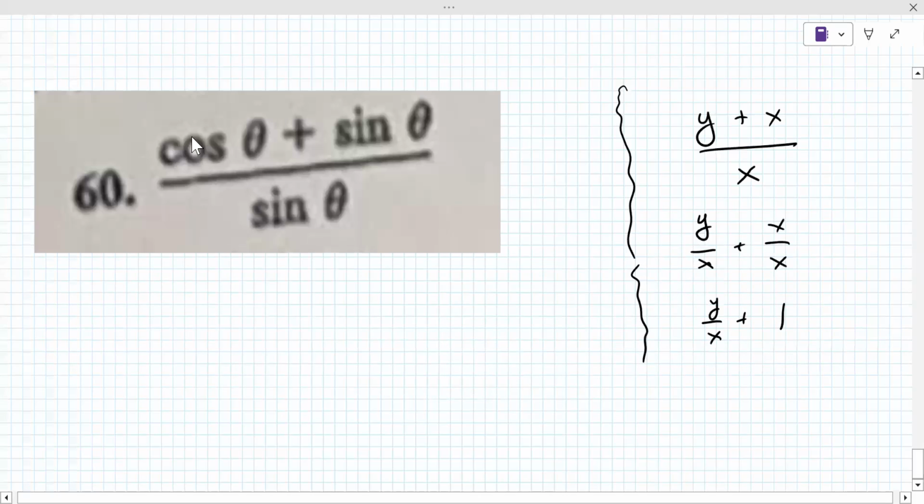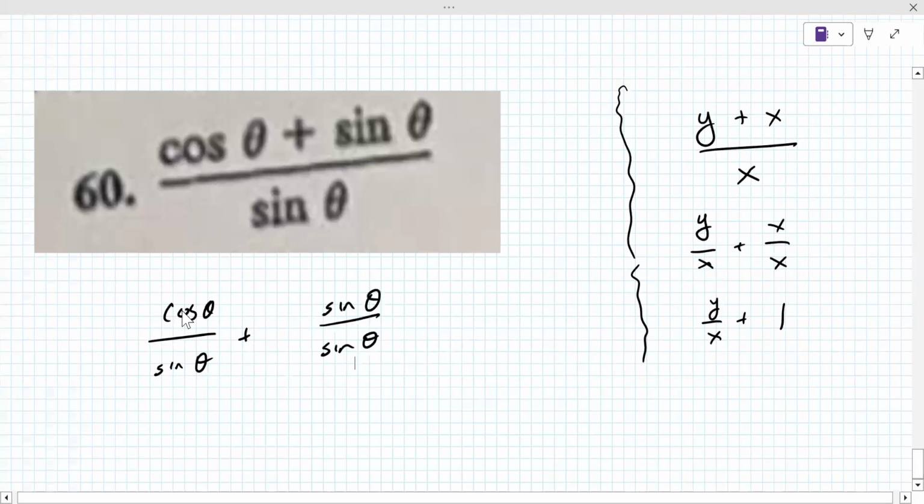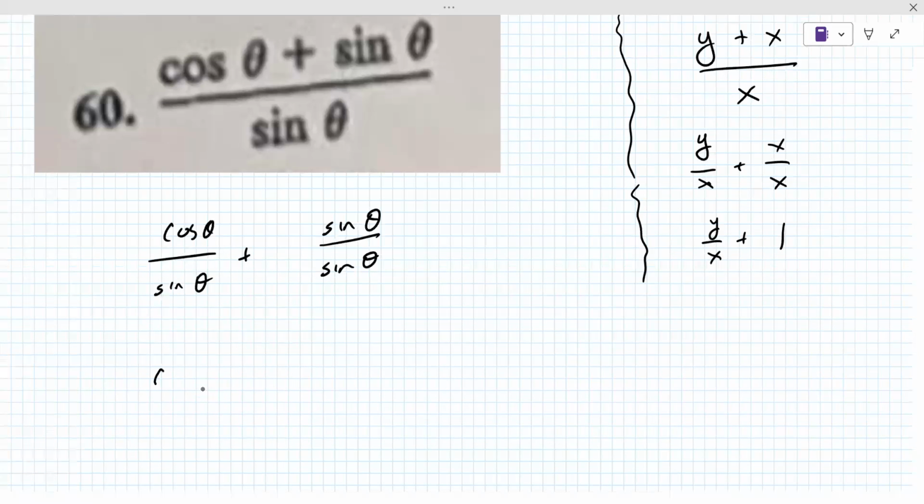Okay, we're going to do that here. So I'm going to divide each of these by sine theta. On the left, cosine theta over sine theta becomes cotangent theta. Sine theta over sine theta is 1.